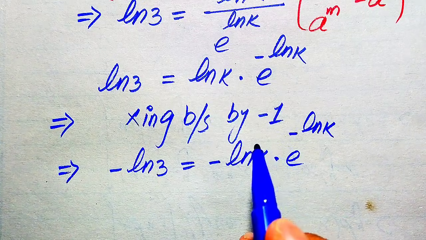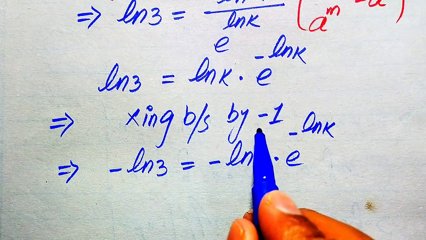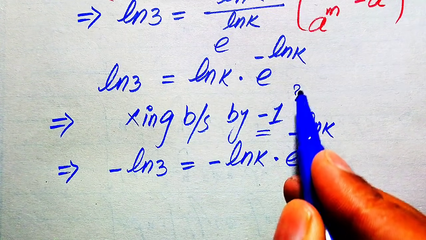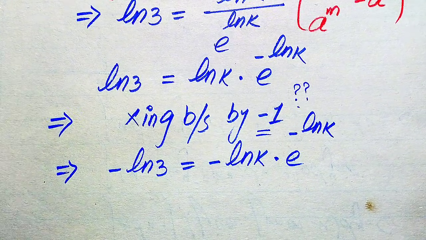I can just explain the reason why I can multiply both of the sides by minus 1. So the answer of this question is in the next step.